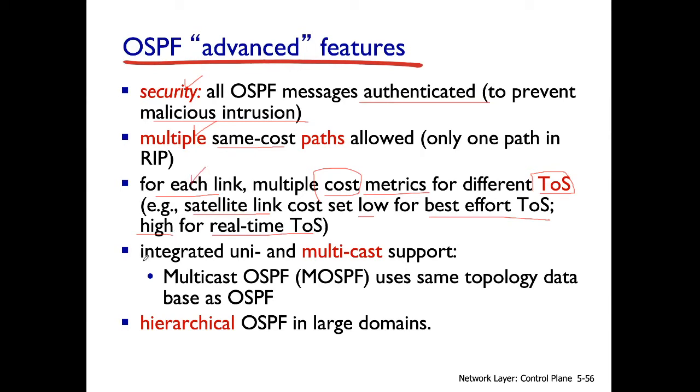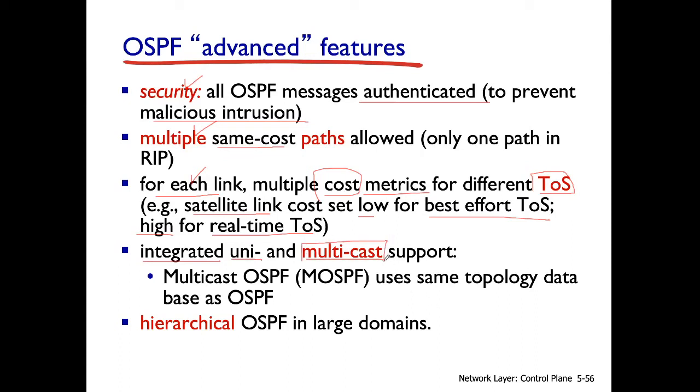OSPF also allows integration of unicast and multicast. If you recall in the Dijkstra algorithm, in the end, what we ended up generating, from the router doing the computation, is a shortest path tree. That is also saying that from that source, we could send a copy of the packet along that tree to all the receivers in the network. So that is also a very efficient flooding tree. Okay, that is an efficient multicast tree.